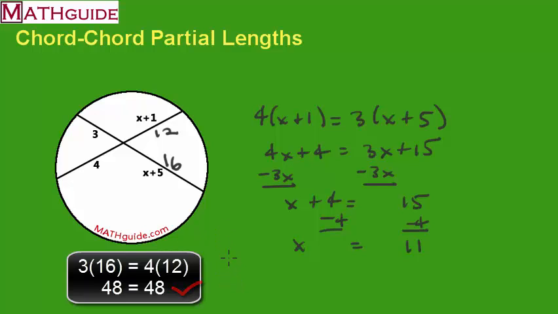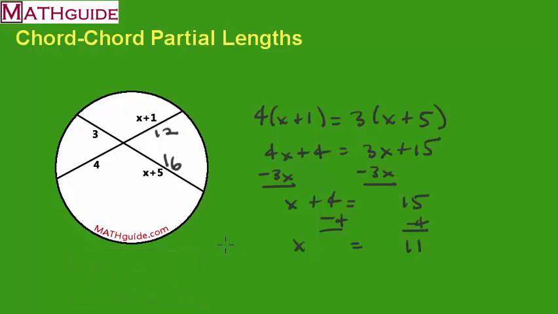Alright, so that's it for this relationship for partial lengths of intersecting chords.